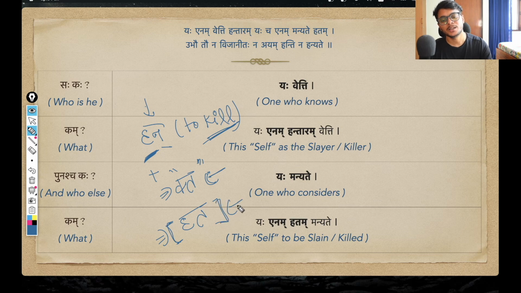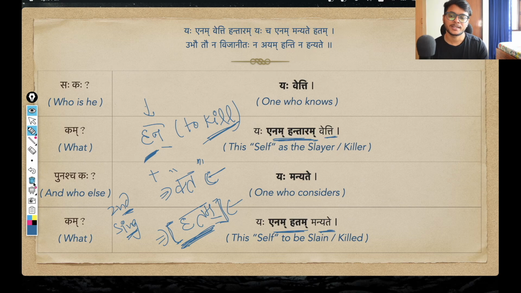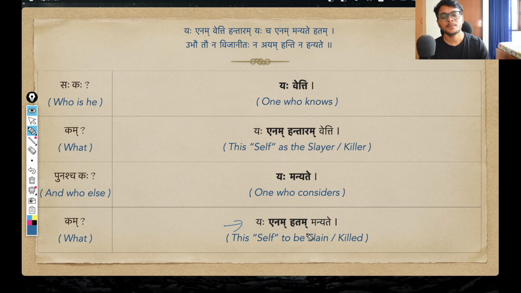And this pratipadika will again denote everything that is killed, that is slain in that sense. And just as we did for hantaram, we use the dutiya vibhakti singular form. So same, dutiya vibhakti singular form, hatam. Hata changes into hatam. Okay, because again, they are the object of this kriya, manyate, just as they were the object of this kriya, vetti. Okay, and the statement reads, yaha enam hatam manyate. One who considers, he who considers this self to be killed, to be slain. Okay, in that sense.